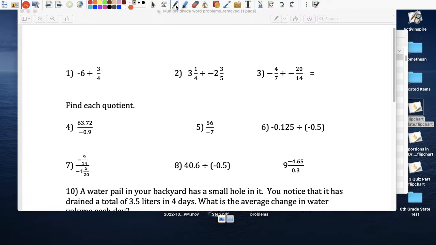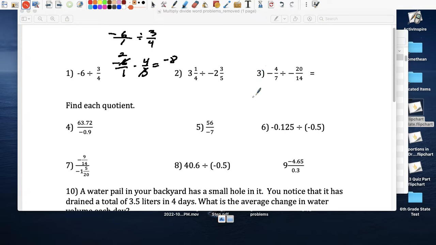So, -6 divided by 3/4. I'm just going to put that over 1, divided by 3/4. I'm going to multiply by the reciprocal of the second number. So it's -6 times 4/3. We can simplify this, and we just get -8.